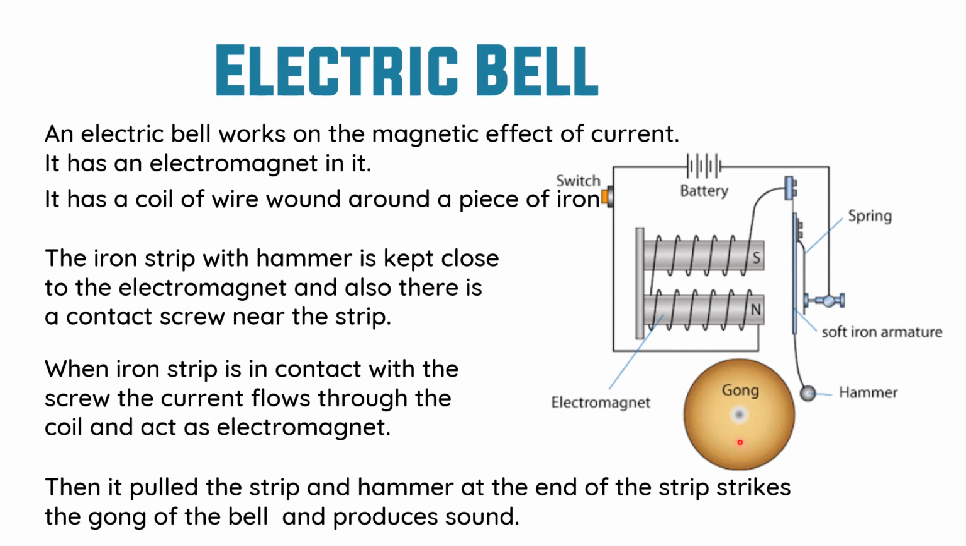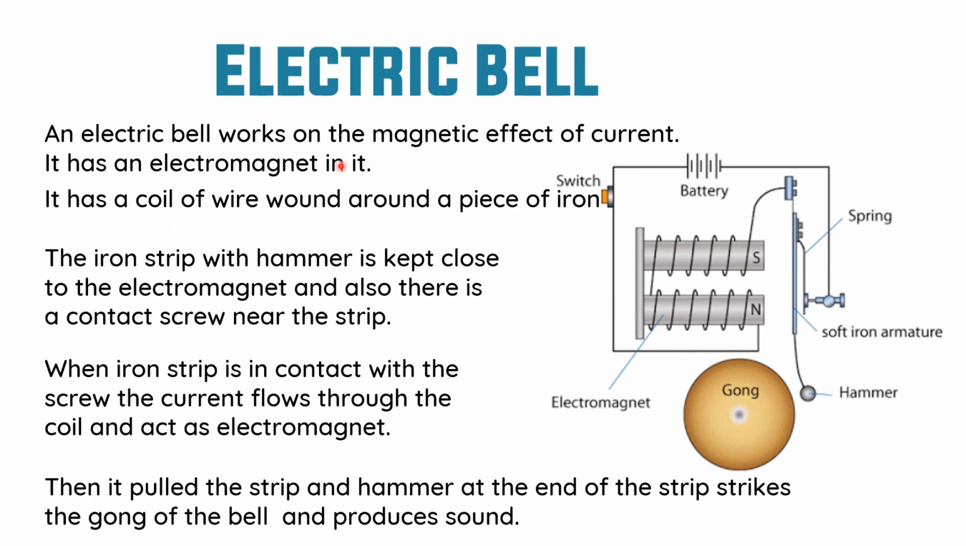When the iron strip is in contact with the screw, the current flows through the coil and acts as an electromagnet. Then it pulls the strip, and the hammer at the end of the strip strikes the gong of the bell and produces sound. So when we switch on, it strikes one time, then switch off, then switch on, off, on, off. Each time it strikes the gong, and we can hear the sound. Okay children, so that is the electric bell.